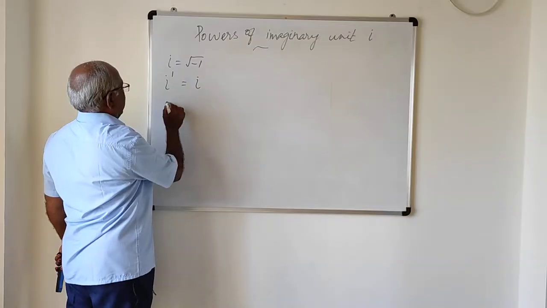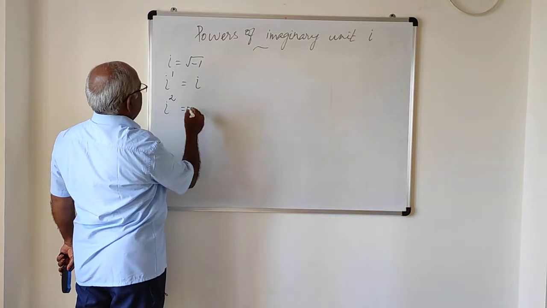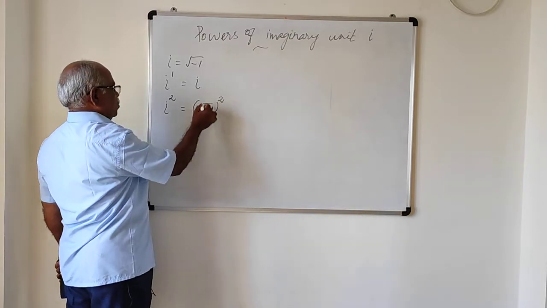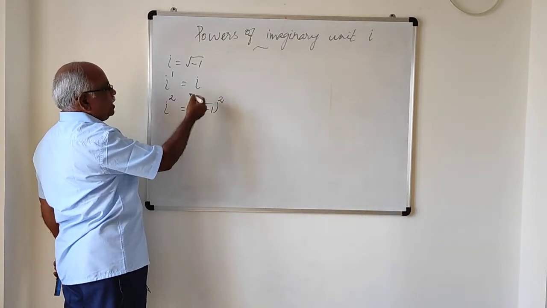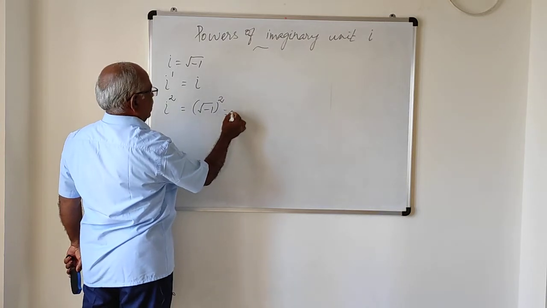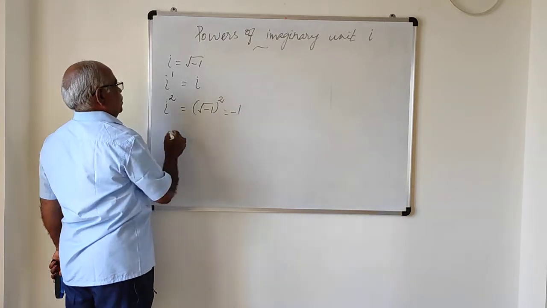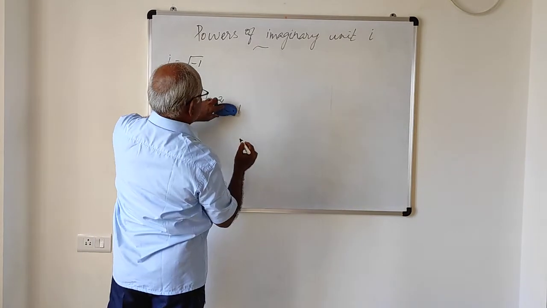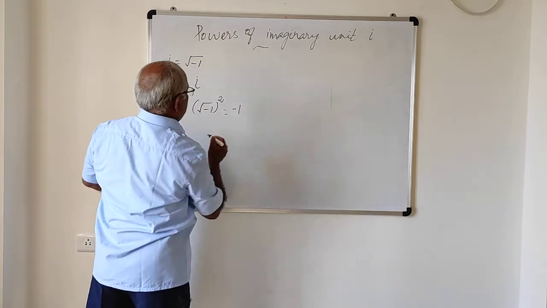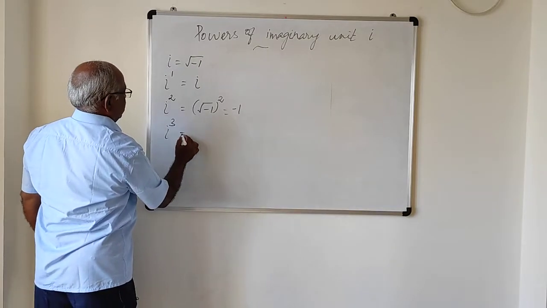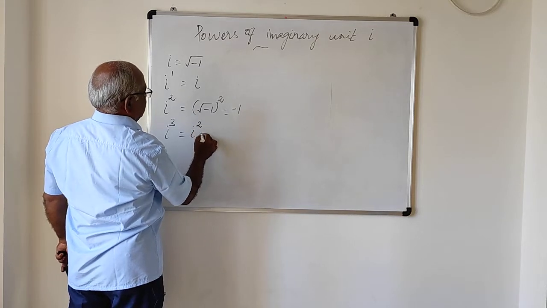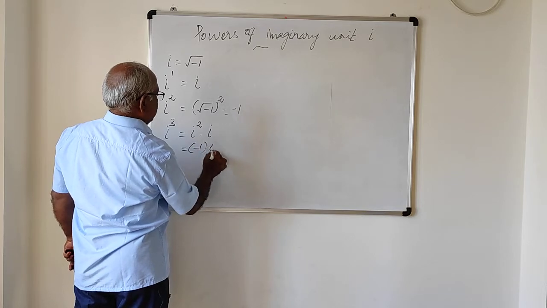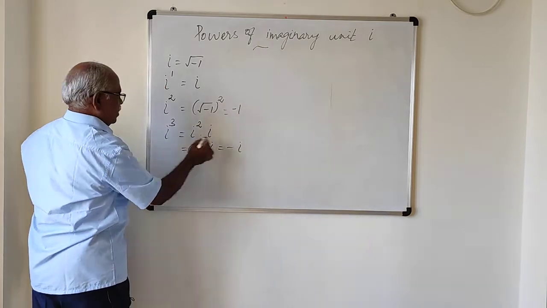Next, i square. It is square root of minus 1, whole square. On squaring, the square root vanishes and it gives you only minus 1. So i square is minus 1. And i cube is i square into i, which is minus 1 into i, that is equal to minus i. So i cube is minus i.